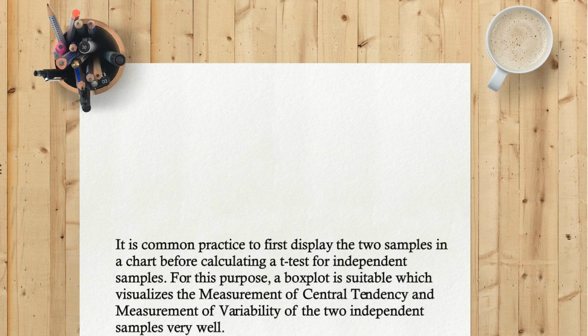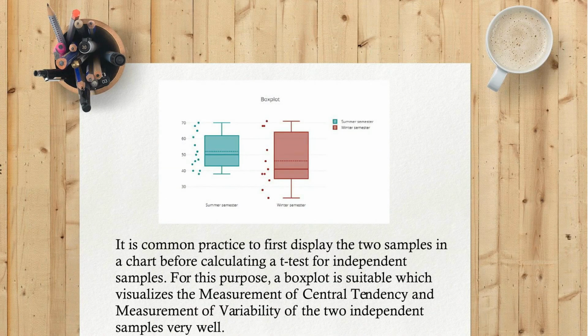It is common practice to first display the two samples in a chart before calculating a t-test for independent samples. For this purpose, a box plot is suitable, which visualizes the measure of central tendency and the measure of variability of the two independent samples very well.